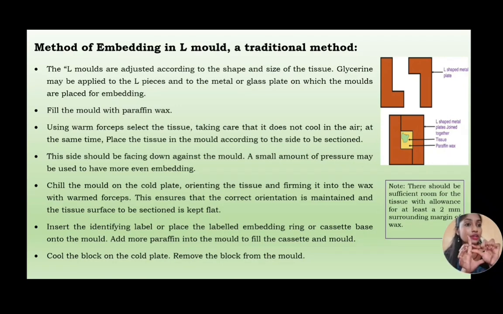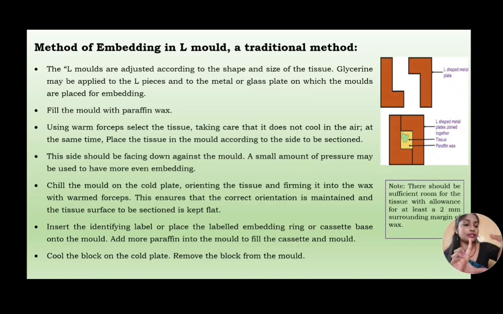If it is attached to the L mold, we may lose tissue while we take sections. So in order to avoid all those mishaps, we always ensure the tissue is mostly placed in the center. Even if it is not exactly in the center, at least we have to ensure that there is at least 2 mm space between the mold and the tissue.